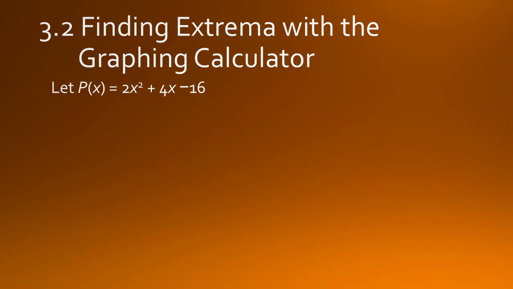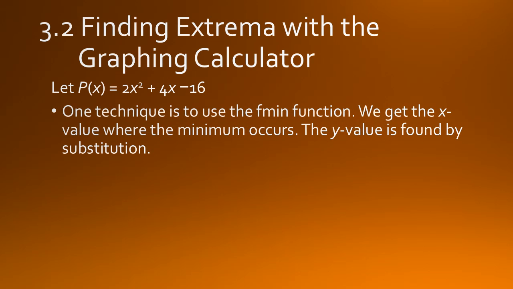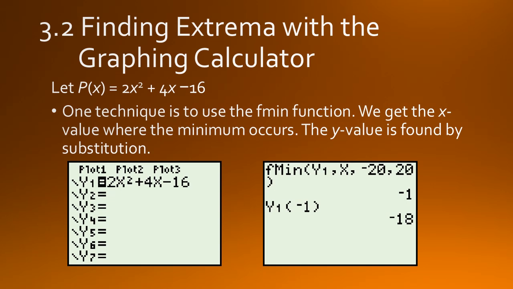We can find these points on our calculator. I'm going to give you two techniques. One is you can use a function called fmin. Now what you do is you put the function in for y1, and then you go to the home screen. If you go to the math menu, you will see a function called fmin. And if you select it, it will open a parenthesis. You're going to put y1, comma x. And then you're going to give it some boundaries to work between, -20 to 20.